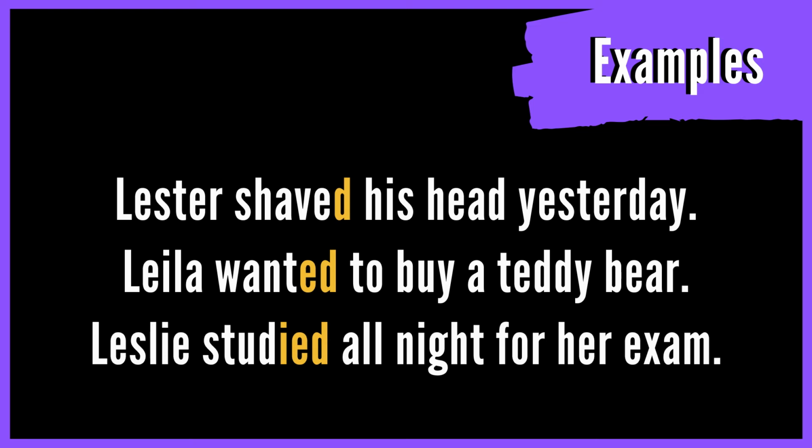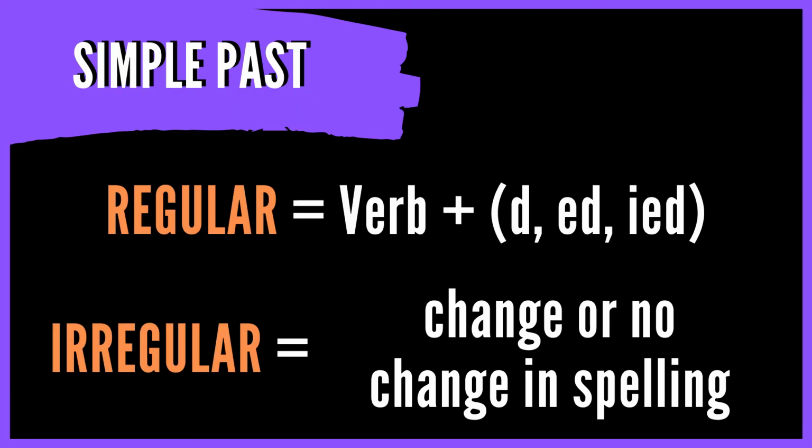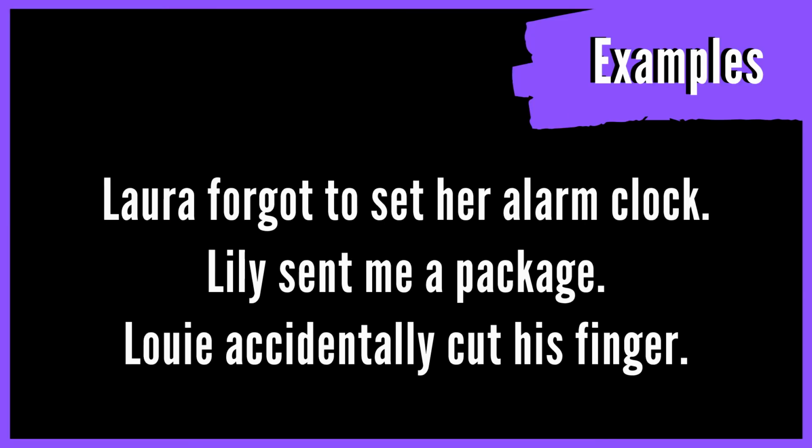are already done. For irregular verbs, on the other hand, there will either be a change in spelling or no change in spelling at all. Notice these examples. Laura forgot to set her alarm clock. Lily sent me a package. Louis accidentally cut his finger.